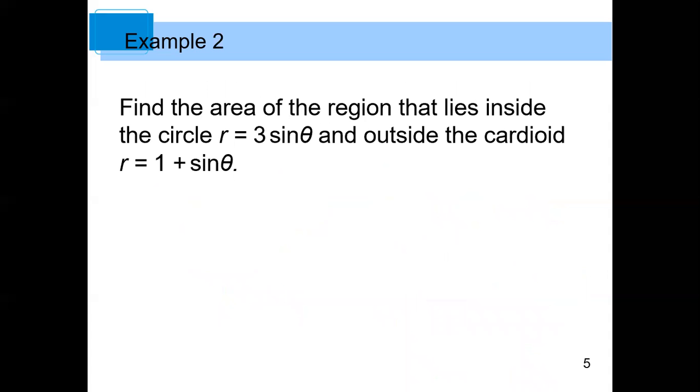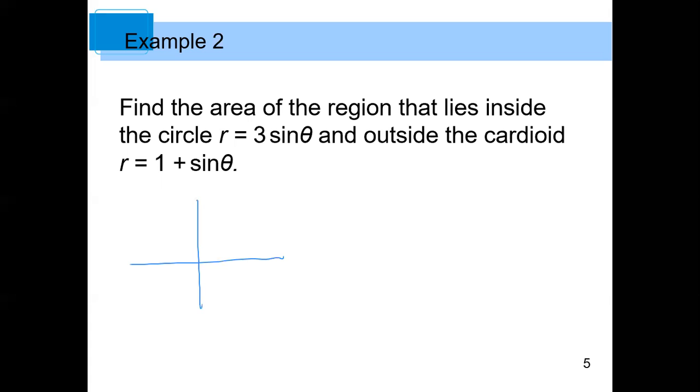Find the area of the region that lies inside r equals 3 sine theta. You guys know that's a circle, right? Remember we did 6 sine theta before? That was a circle of diameter 6 sitting on the origin. So r equal to 3 sine theta is going to be a circle of diameter 3 sitting right on the origin. Okay, and outside the cardioid r equals 1 plus sine theta.